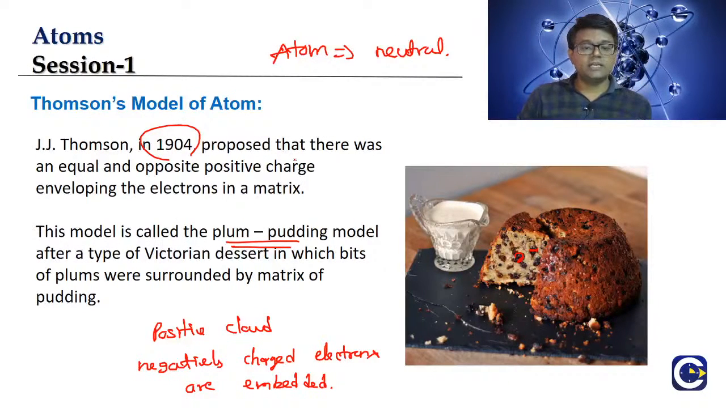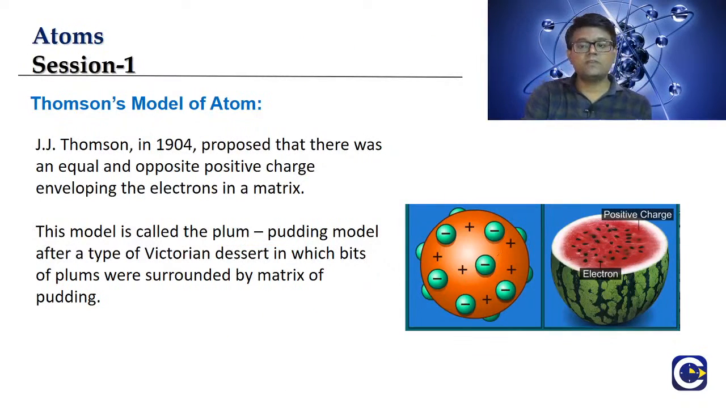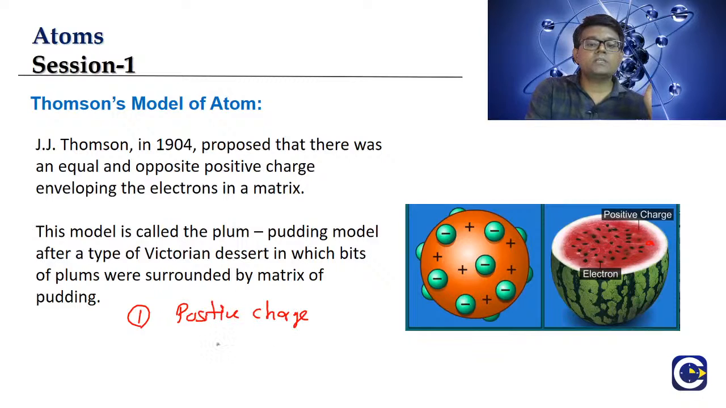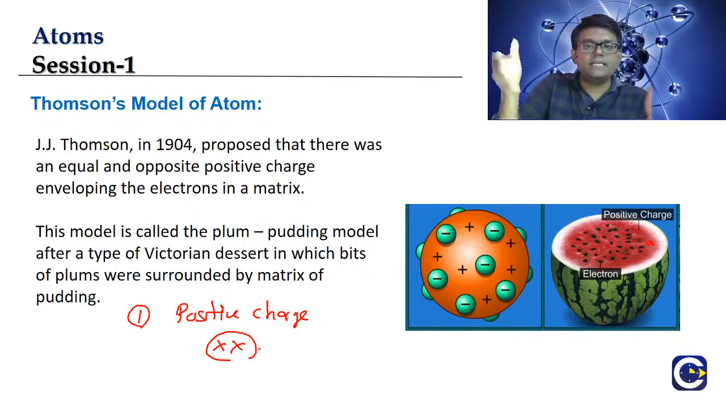We'll discuss why it is short-lived. But the idea is, the plum pudding model is based on a plum pudding, where we have the bits of plums surrounded by the matrix of pudding. We can also call it the watermelon model, where the positive cloud is like the red part, and the electrons are embedded like the seeds in a watermelon. So this is J.J. Thomson's model of the atom, because it is based upon one idea that there must be an equal amount of positive charge inside the atom which is not able to come out, and that is the reason why he came up with this idea of a positive cloud in which the negative particles are embedded.